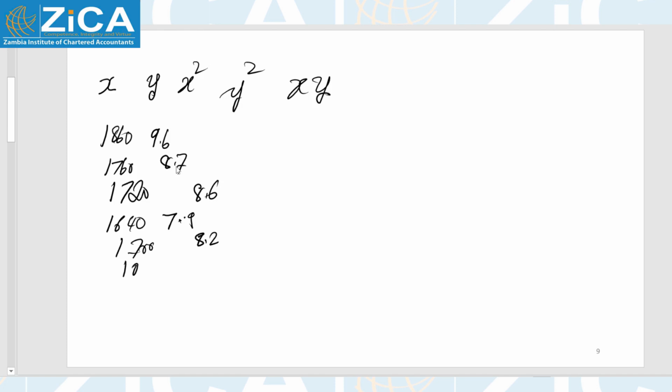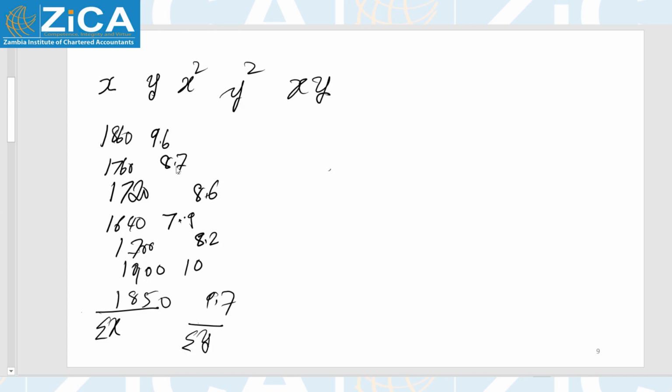10, we have got 900, which maps into 10. We have got 850, which maps into 9.7. Now, what you do is get the summation of x, get the summation of y.